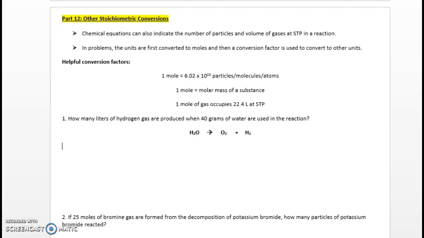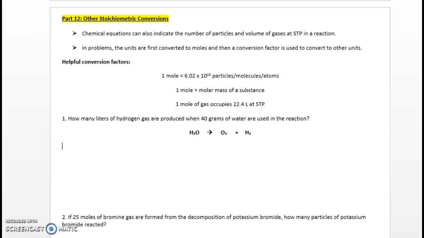Okay, so now we're looking at part 12, which is other stoichiometric conversions. Basically, the equations can indicate the number of particles and volumes of gases at STP in a reaction, but in the problems we're going to have to convert to moles, and then we can use a bunch of these conversion factors you've seen earlier to convert to other units.